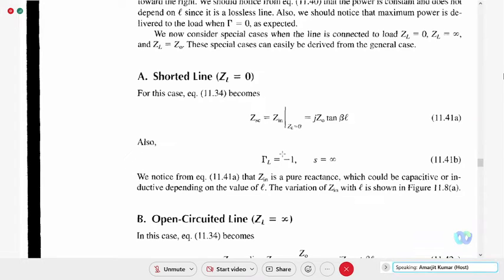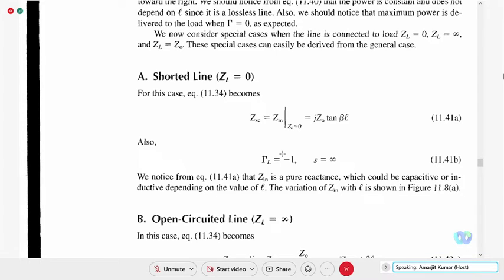Okay, what will be the reflection coefficient? The reflection coefficient at the load will be equal to ZL minus Z naught divided by ZL plus Z naught. So ZL is 0 for the short circuited line, so it will be minus 1. So the reflection coefficient for the short circuited lossless transmission line is equal to minus 1.